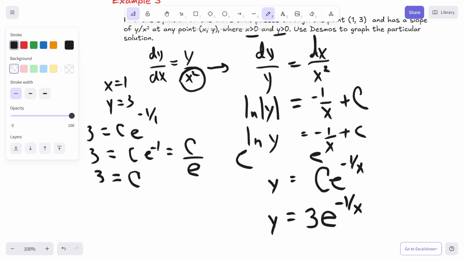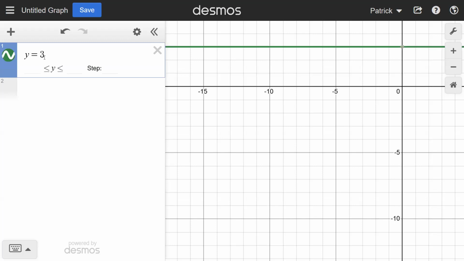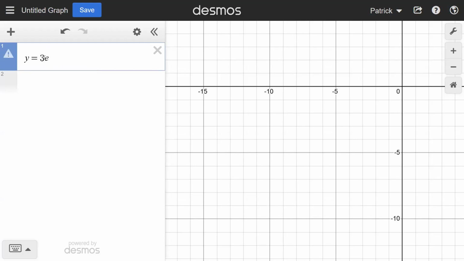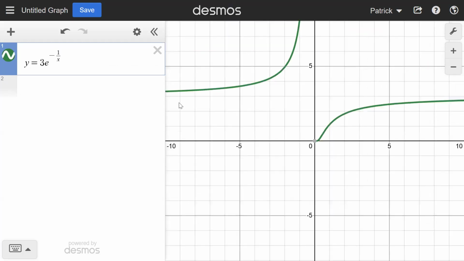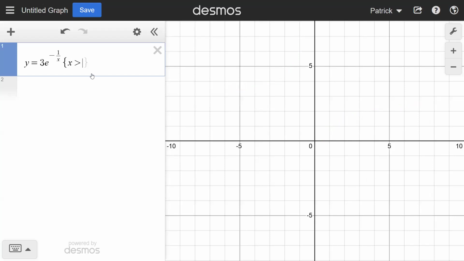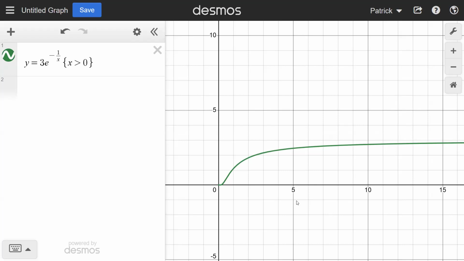x. And now we're going to go ahead and graph this in Desmos. So you have y equals 3e raised to the negative 1 over x. If I hit the home screen. Also, we specified that x is greater than 0. So we want to make sure we have the correct domain there. And we could see that you have the curve right here.